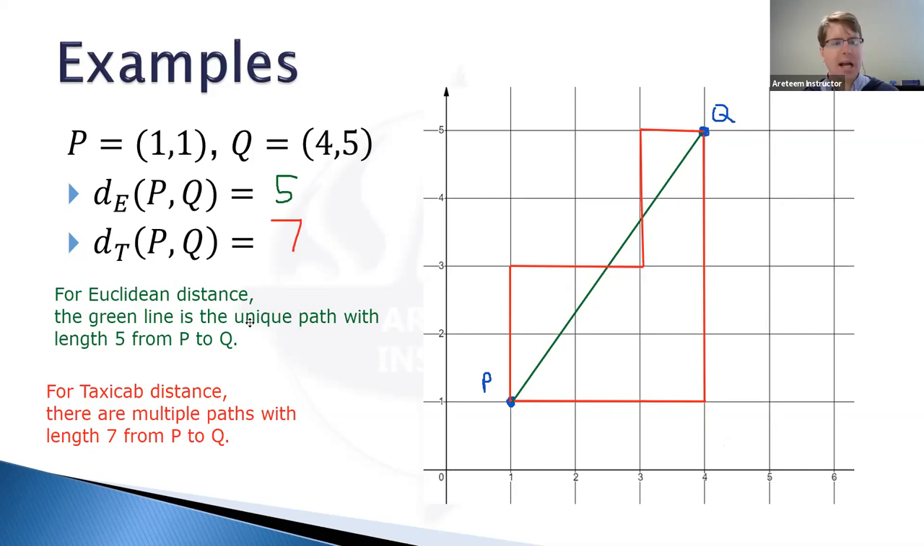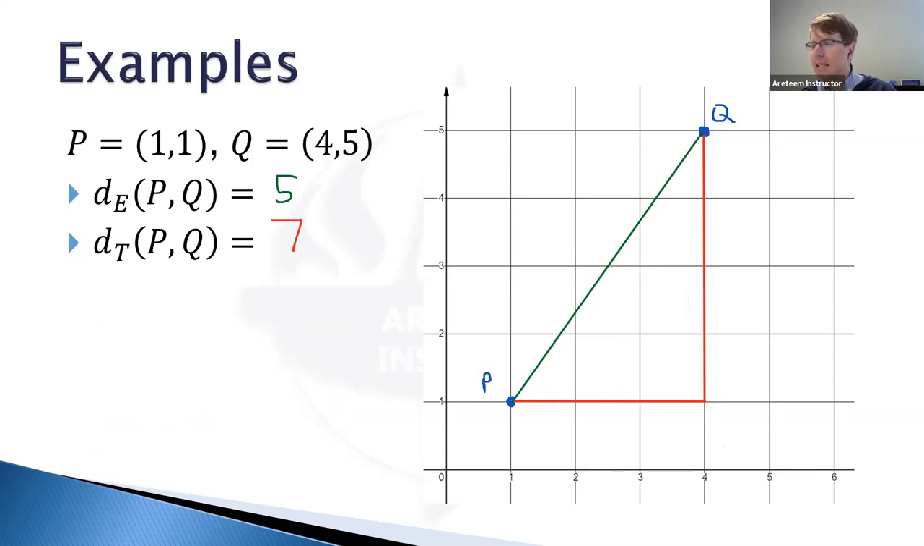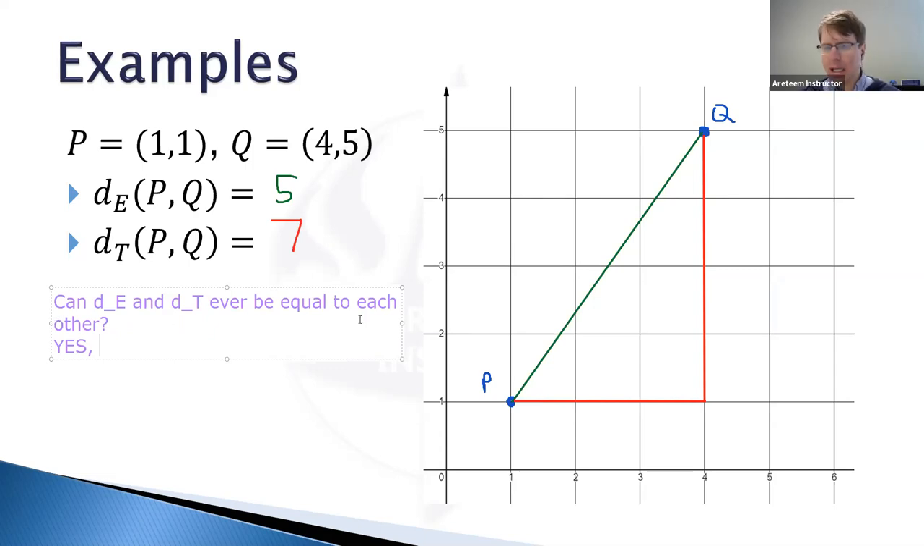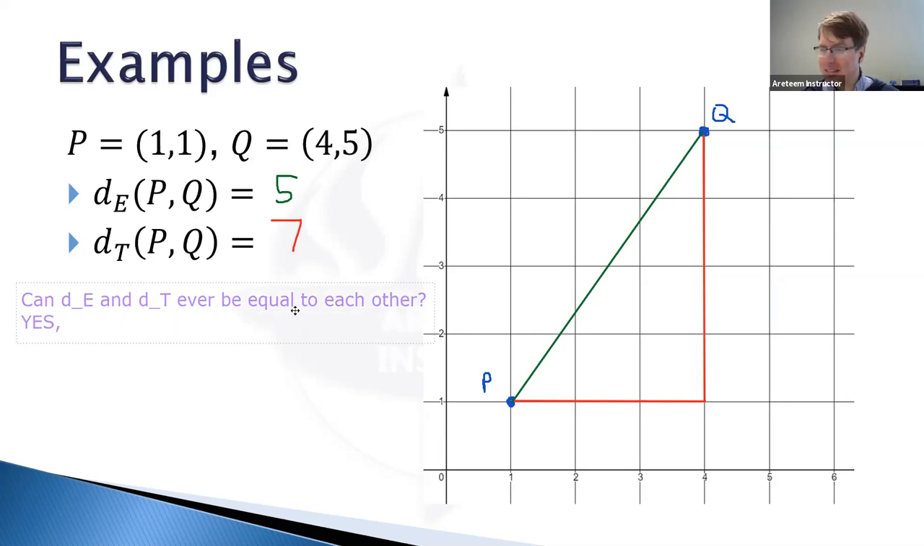So we have some specific distances in this case. We see an example here of when taxicab is greater than the Euclidean distance. So my follow-up question here would be, can these distances, can DE and DT ever be equal to each other? Yes, they can. Can anybody describe when that's going to happen? We can pretty easily say when in some situations. Okay, yeah, so definitely when they're zero, that works.